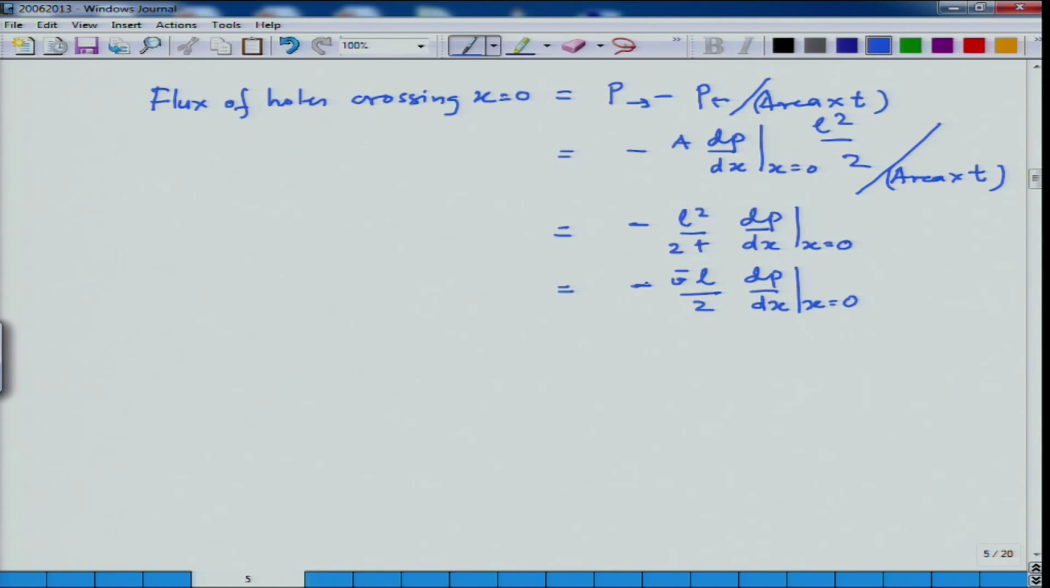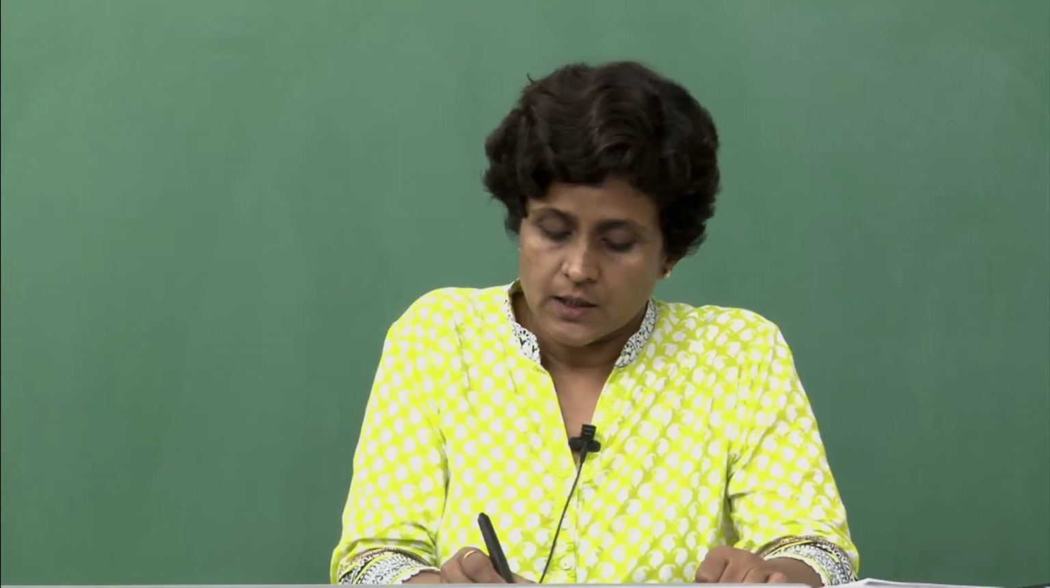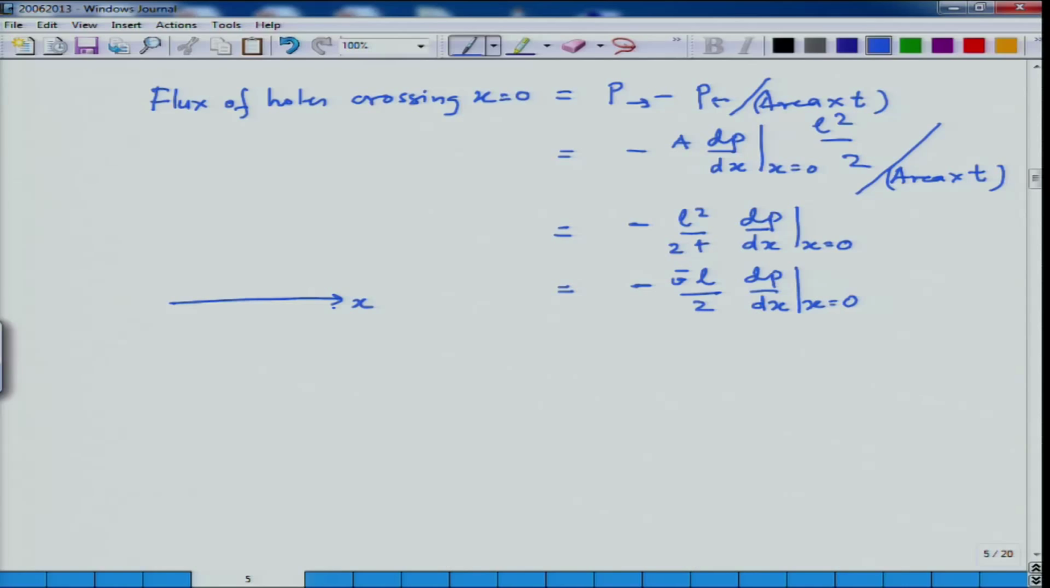The sign here is negative. Why is the sign negative? Because we have taken the positive x direction to be in this direction. This is the positive x direction, and the carrier concentration is like this, which means the carriers are moving opposite to the positive x direction, and that is why this flux is negative. So, holes are moving in this direction, and that is why the negative sign comes here.